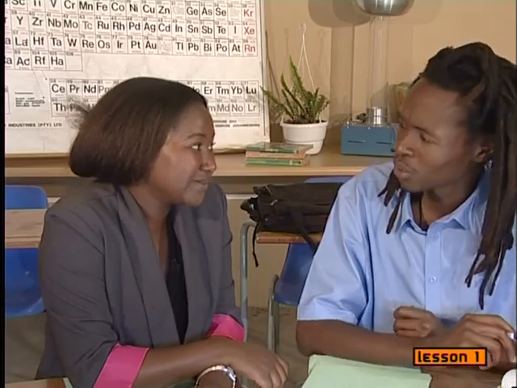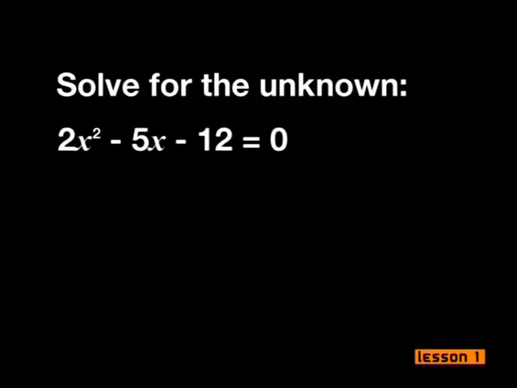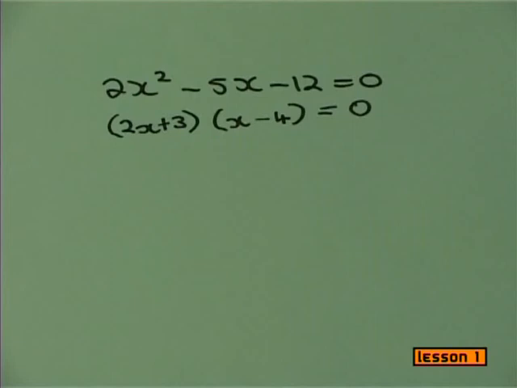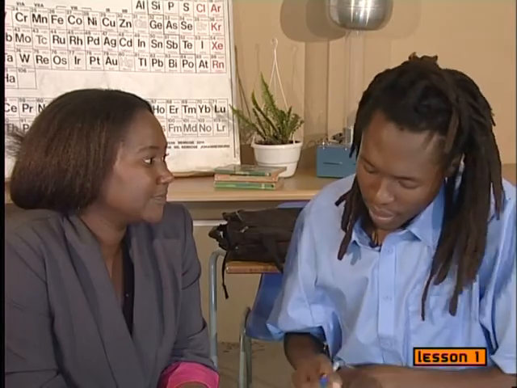What do you mean, finish off? Well, the question asks us to solve for the unknown. What we have done so far is factorize the equation so that we can let each bracket equal 0 in order to find the unknown. In other words, we haven't answered the question yet. Ah, yes, I see what you mean. Let me do that quickly.